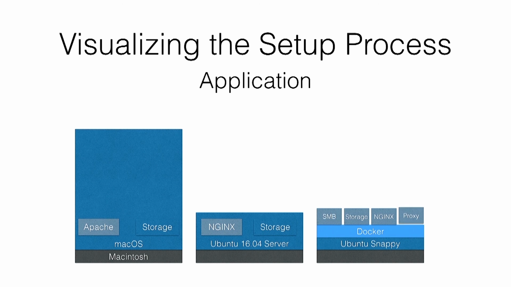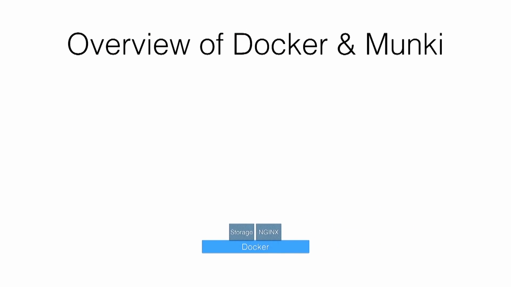So let's go back and simplify it way down again. Forget about the OS, forget about whatever. At this point, we have Docker, and Docker is a service. And then you have these two containers: this storage container and this Nginx container. So let's look at how that would look for Munki.